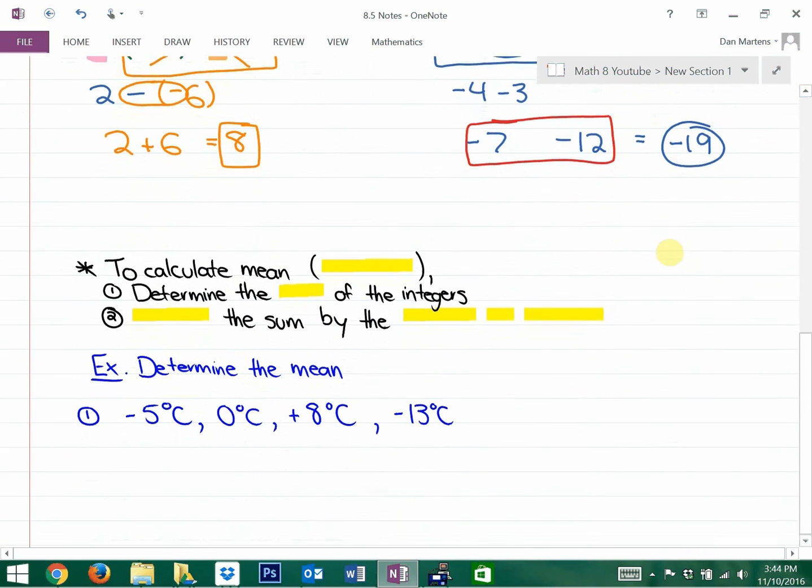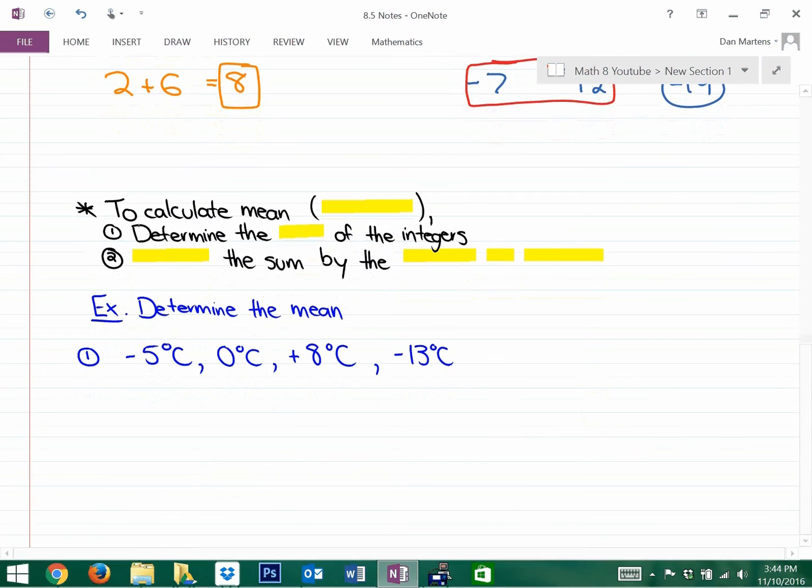So beyond that, we're going to look at something called mean. Mean is exactly the same as the average. Okay, so for example, if we had temperatures of 10 degrees Celsius and 12 degrees Celsius, the average would be 11 degrees Celsius. Okay, that would be the average. Now it's a little bit more difficult when we're dealing with negative numbers.